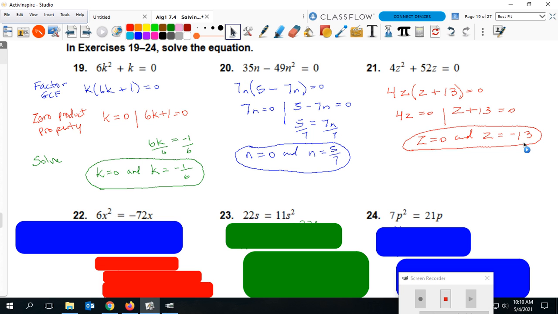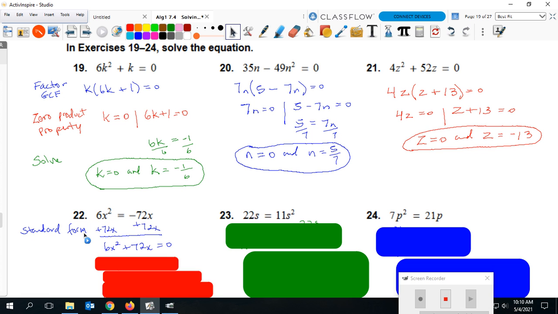Now 22, the difference between these three is that they're not in standard form. So 19 to 21 were all in standard form because they were equal to 0. These ones are not standard form, so we're going to first have to adjust them so that we put them in standard form. To get standard form, set it equal to 0, which means I'm going to add 72x to bring it over to this side. As I add 72x, I'm now going to have 6x squared plus 72x equal to 0, because those will cancel. Now there's standard form.